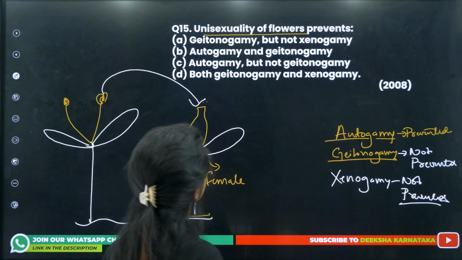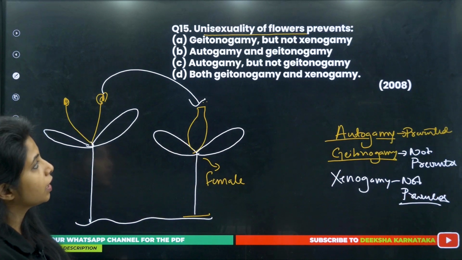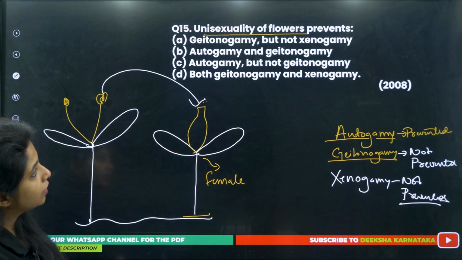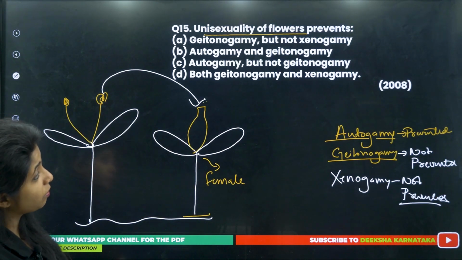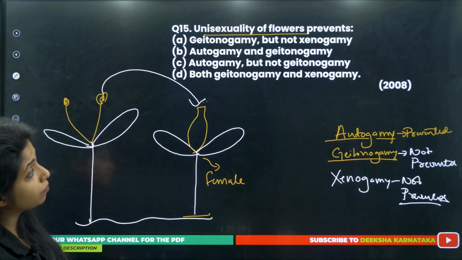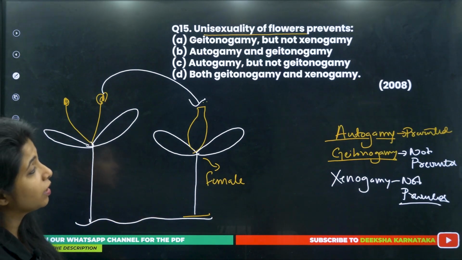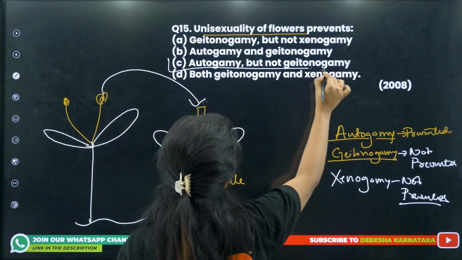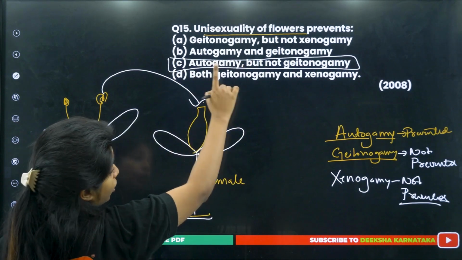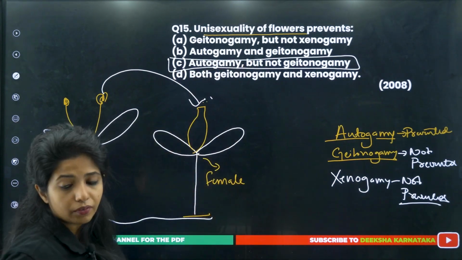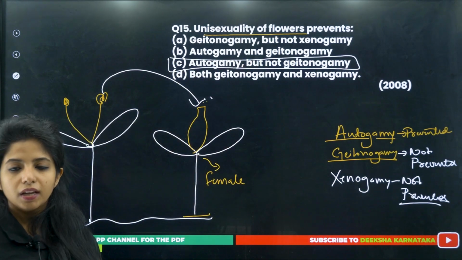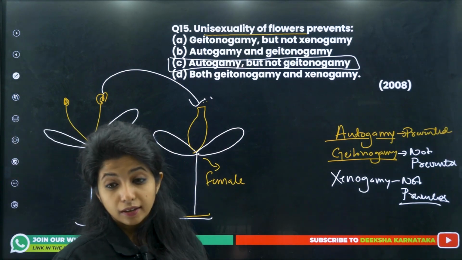Now, let's see the options. Geitonogamy but not xenogamy. Autogamy and geitonogamy both, no. Autogamy but not geitonogamy, or both geitonogamy and xenogamy. The correct answer is this, autogamy but not geitonogamy. We have to talk about autogamy, right? Rest everything is not prevented. So this is the answer. Now practice this a few more times.